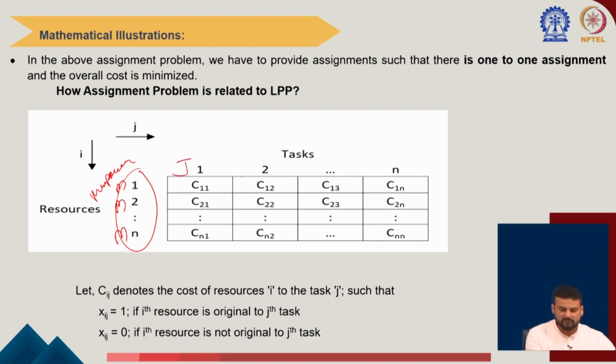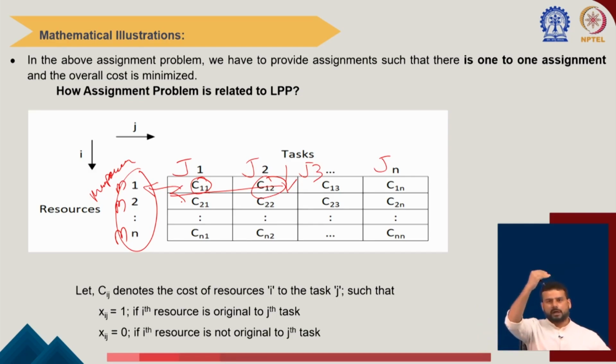And all the tasks, job 1, job 2, job 3, job n, are written on the column side, right? This is C11. C is representing the cost of assigning job 1 to man 1, or assigning job 1 to machine 1. C12 is representing assigning task 2 to machine 1. Similarly, we have all the possible combinations, pairwise comparison. What is the cost if I assign jobs 1, 2, 3, 4, 5, n jobs on machine 1, right? And then all these costs on machines 2, 3, 4, 5, all the available machines, right?